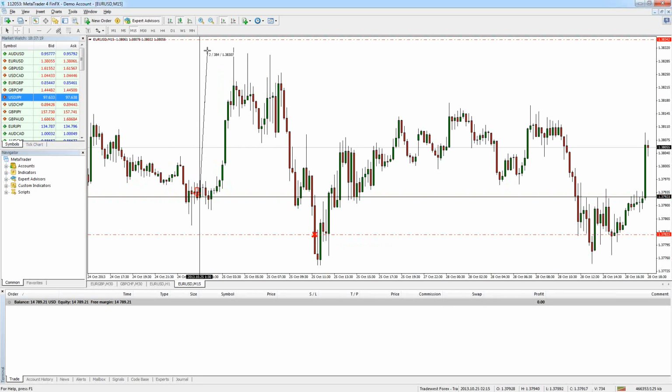Okay, if you're out here risking, what do we have here, 42 pips to make 10? You're risking four times as much as you're winning. So if you win 80% of the time or 90, you might not even be making money, because when you lose, you get nailed with a big loss, right? So you don't want to use big stops like this.